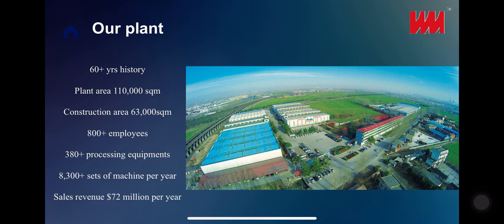Our company, Henan, has a history of over 60 years. We have a plant area of over 110,000 square meters, with construction area 63,000 square meters. We have over 800 employees and 380 processing equipment. We produce 8,300 sets of machines per year. The sales revenue exceeds $72 million per year.